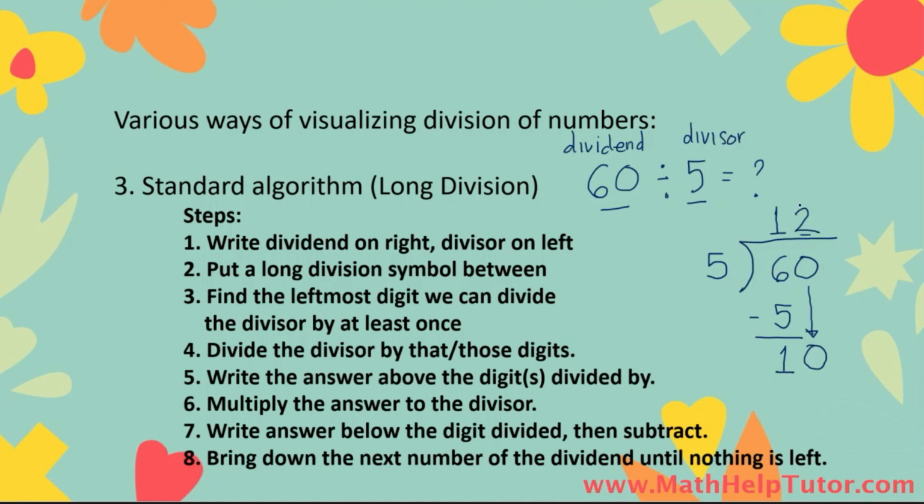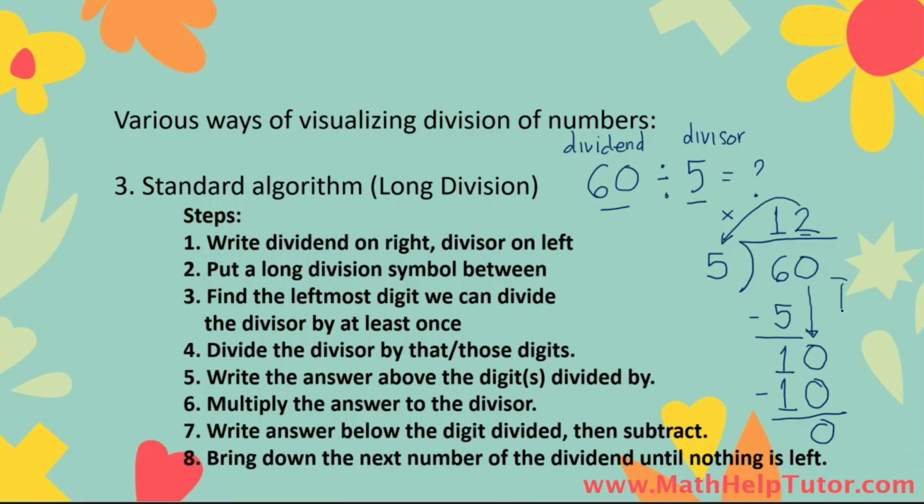After that, we multiply that answer by the divisor. So 2 times 5 is 10. And we put the answer below the number which we divided using the divisor. So 5 times 2 is 10. And we put the answer below this number 10. And then we do subtraction again. So 10 minus 10 is 0.